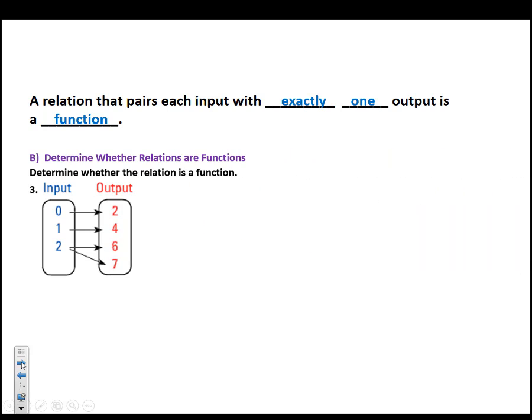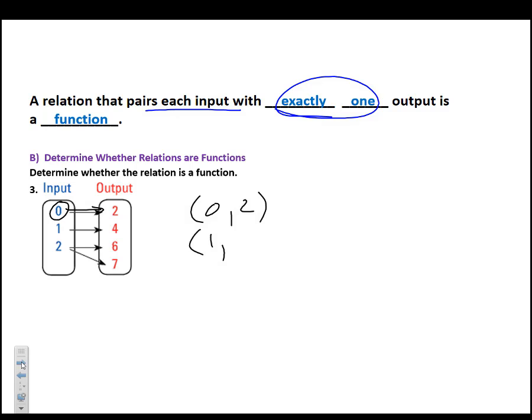So let's talk about that right here. In taking this and determining whether this set of ordered pairs in a mapping diagram can be considered a function, in other words, it has exactly one output for each input. All right, so we start to list our ordered pairs, and we recognize that we have 0 and 2. So 0 has exactly one output, and that is 2. Then we go to our next ordered pair, 1, and it's paired up with 4. Again, 1 has exactly one output, and that is 4.